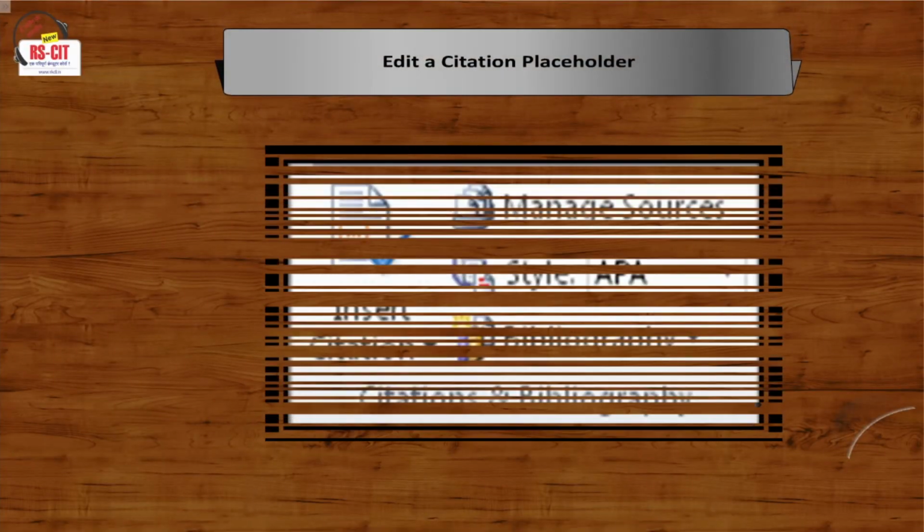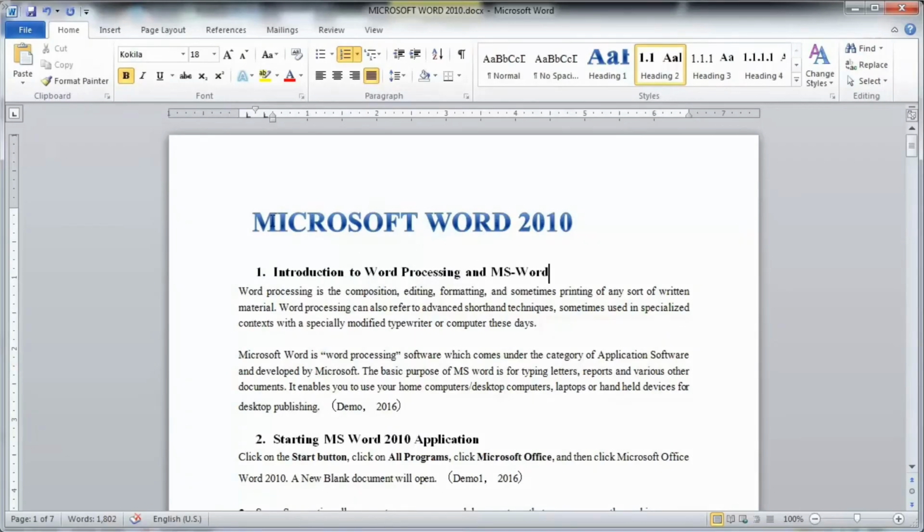Editing a citation placeholder. Occasionally, you may want to create a placeholder citation and then wait until later to fill in the complete bibliography source information. Any changes that you make to a source are automatically reflected in the bibliography if you have already created one. A question mark appears next to placeholder sources in Source Manager.